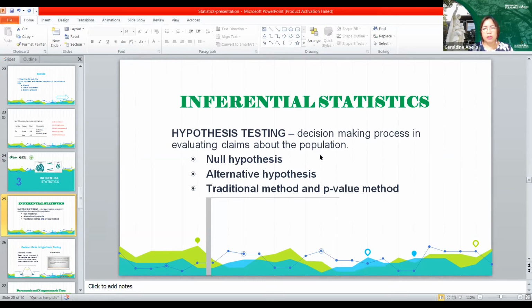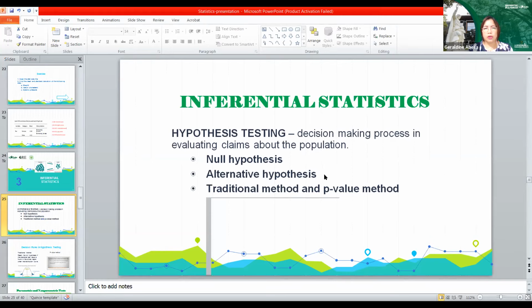Why do we need to perform hypothesis testing? Because the data is taken from a sample. What if the data is taken from the population? Then there is no need to conduct hypothesis testing. There is no need to conduct it if the data is taken from the population. But if you are going to use a sample, you are going to collect the data from a sample, you have to perform hypothesis testing.